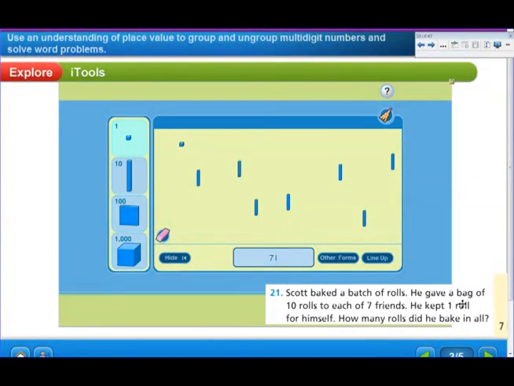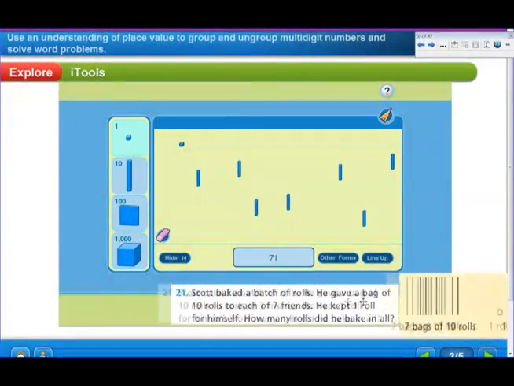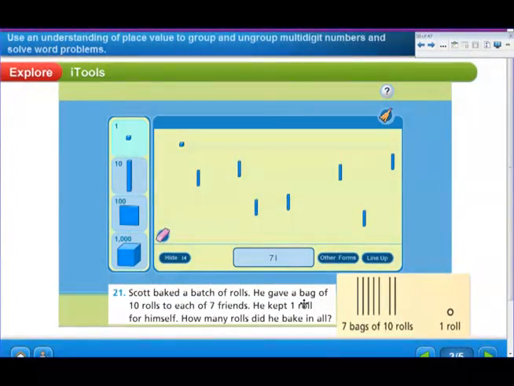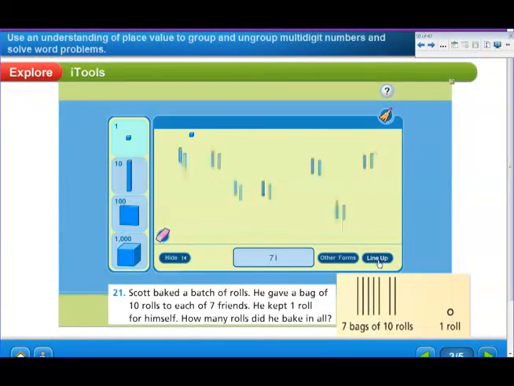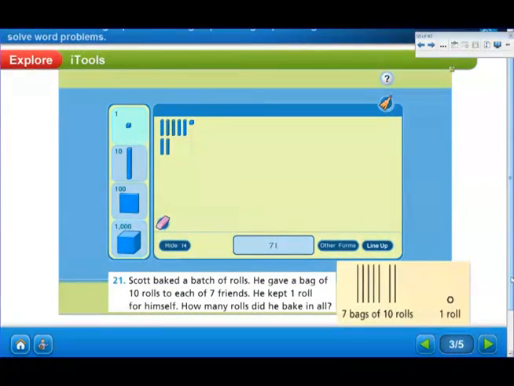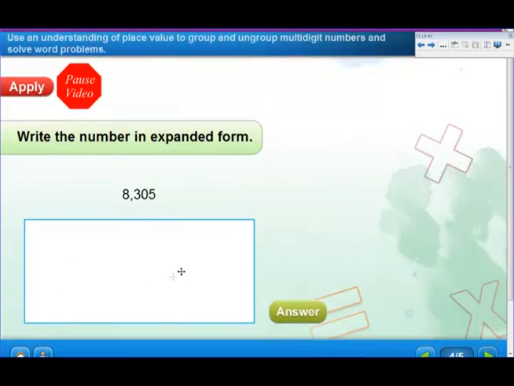Well, before we line it up, let's check with a place value drawing. We had 7 bags of 10 rolls. So we have 1, 2, 3, 4, 5, 6, 7 sticks and 1 roll. Let's line it up, and we have 7 sticks plus 1. So Scott baked how many rolls? 71 rolls. That gives you a visual of how to do the place value drawing, and it goes right along with using the cubes. This one should be easy.